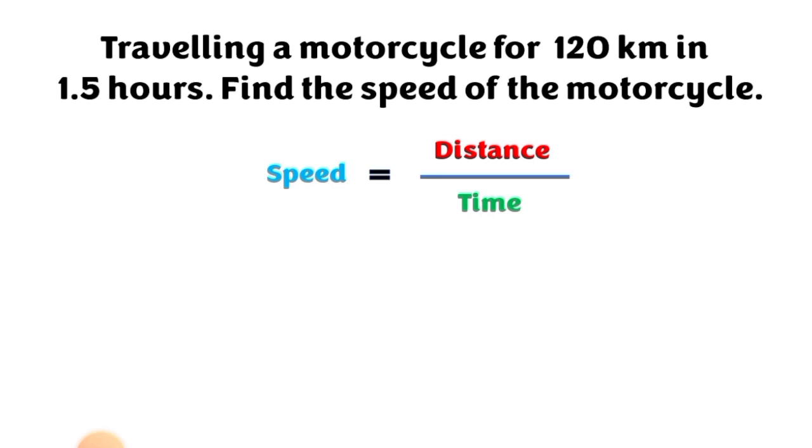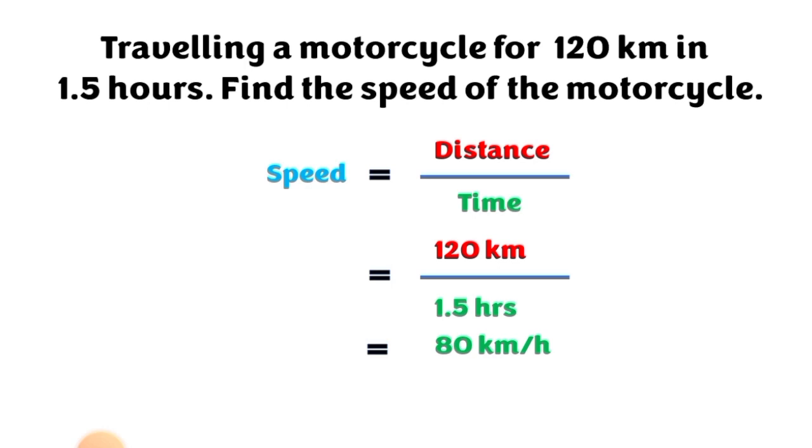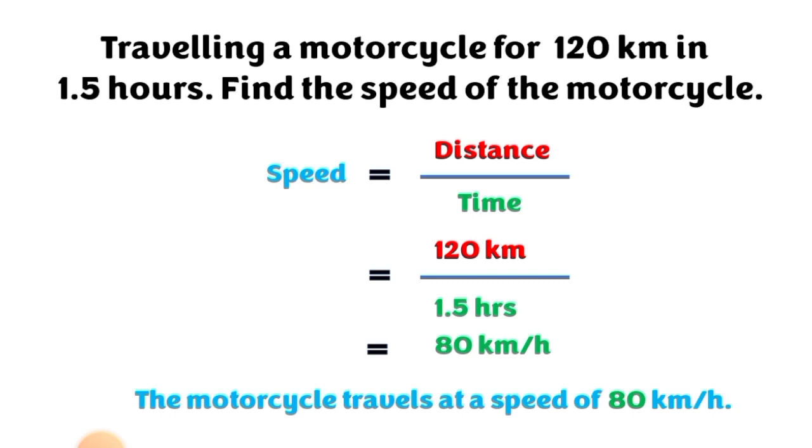From our problem, the distance is 120 kilometers divided by the time, and the time is 1.5 hours. So let us solve. 120 divided by 1.5, and that will be 80 kilometers per hour. Therefore, the motorcycle travels at a speed of 80 kilometers per hour.